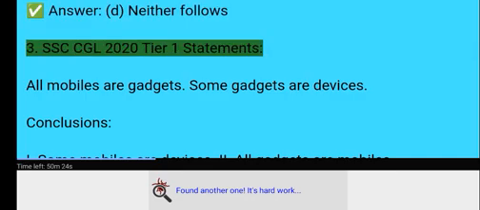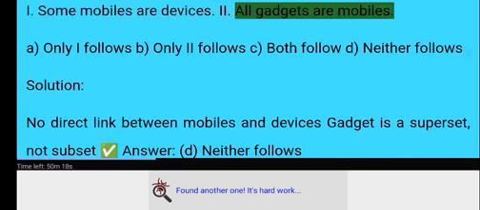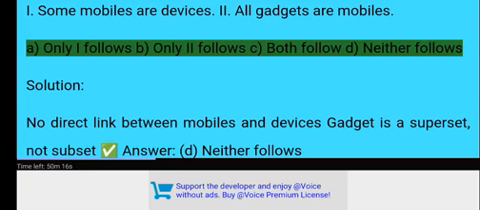3. SSC CGL 2020 Tier 1. Statements: All mobiles are gadgets. Some gadgets are devices. Conclusions: 1. Some mobiles are devices. 2. All gadgets are mobiles. A. Only 1 follows. B. Only 2 follows. C. Both follow. D. Neither follows.